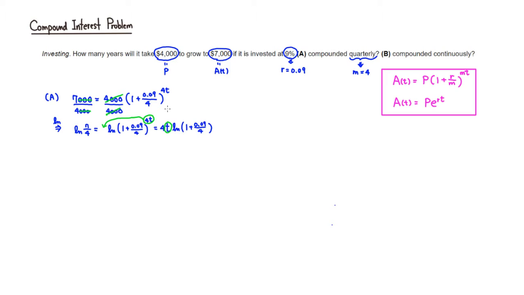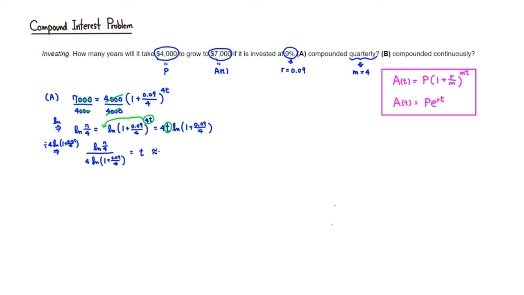Once you've done that, remember that we want to isolate this t right here. So we just need to get rid of the 4 and the natural log of 1 plus 0.09 over 4. To do that, we can simply divide through by 4 times natural log of 1 plus 0.09 over 4. So you have natural log of 7 over 4 on the left-hand side, divided by 4 times natural log of 1 plus 0.09 over 4. The 4s cancel out, the natural log cancels out, and you have just t left over.